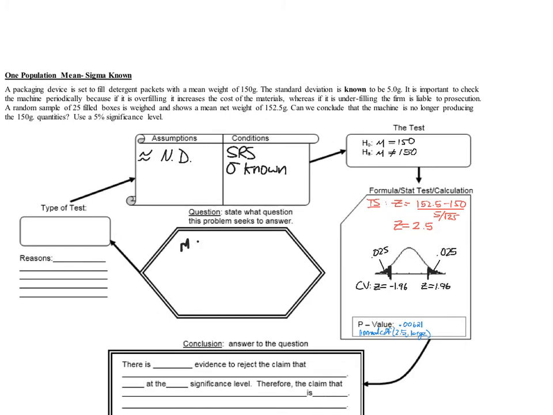Machine not producing a 150-gram quantities. Throw a little question mark at the end, which makes it a question. That's how grammar works, right? The type of test we discovered through the whole process was a z-test.